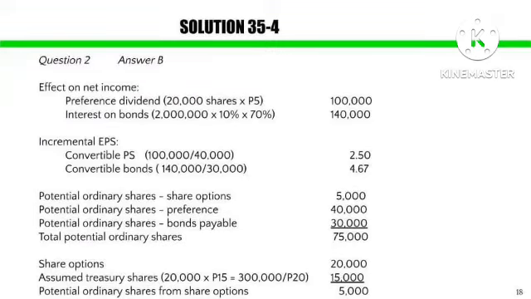For question number 2, it is a bit longer. We first need to find the effect on net income of the conversion that took place. On preference dividend, 20,000 shares given, multiplied by 5 per share, is 100,000. And interest on bonds of 2 million times the 10% stated rate, multiplied by 70%, which is net of the income tax rate.